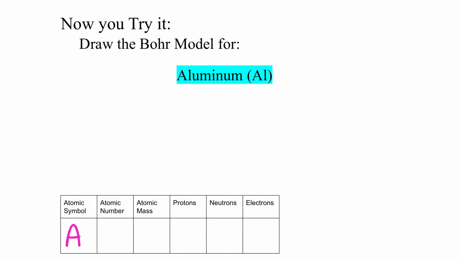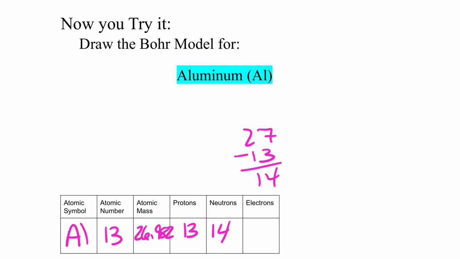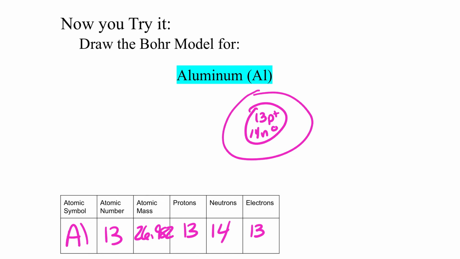So aluminum's atomic symbol is Al. Its atomic number is 13. Its atomic mass is 26.982. It has 13 protons. It has 27 minus 13, 14 neutrons, and 13 electrons. And I'm going to erase that so I can have room to draw. So I need to first draw my nucleus, and I'm going to write 13p plus, 14n naught, and then I'm going to draw my first energy level.